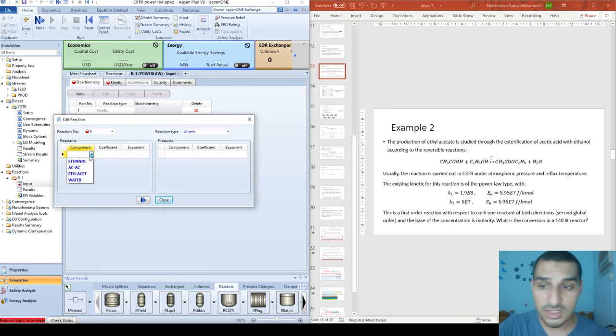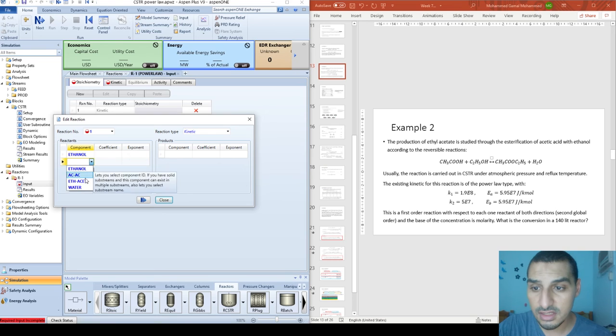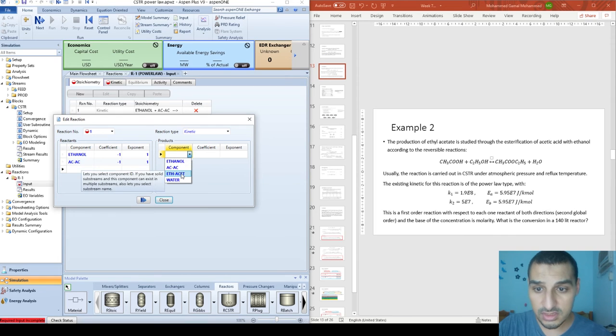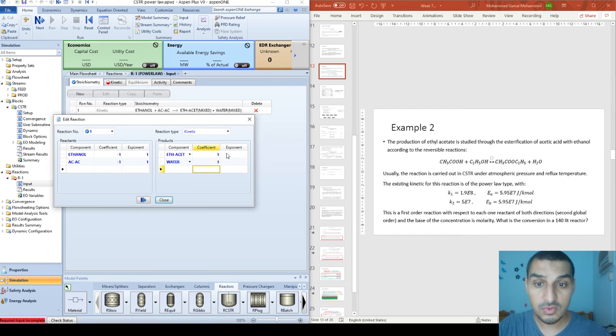So for the forward reaction, it is ethanol and acetic acid, and the coefficients of each one of them is -1. And the exponent here is first order with respect to each one of them, so it's going to be 1 and 1. For the products, it's going to be ethyl acetate and water. The coefficients are 1 and 1, and the exponent is 0 for each one of them because it is not a function of the compositions of the products of the reaction. And this is what's mentioned here. It is a first order reaction with respect to each one of the reactants in both directions. So this is what we're gonna do.